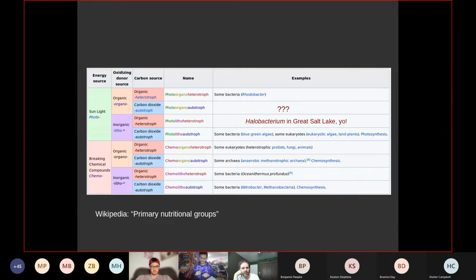You think of why. I mean, maybe they're out there. Wikipedia didn't have photolithoheterotroph either, but Great Salt Lake is filled with those things, halobacterium. So maybe there is something, but I can't find it anywhere. What's weird about photo-organo-autotroph, and why isn't it present?